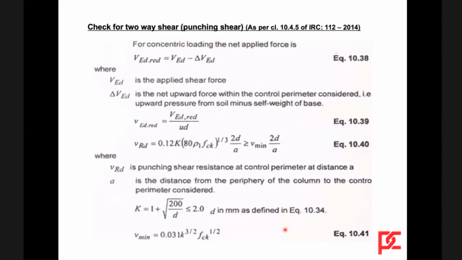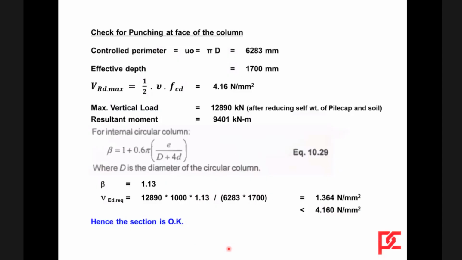Check for two-way shear as per this clause of IRC 112. And this is just what is given in IRC 112, repeated. Punching shear check at the face of the column is done around the face of the pier. It is done effective for the total depth of 1800.